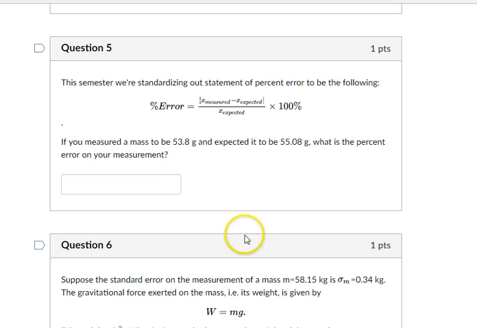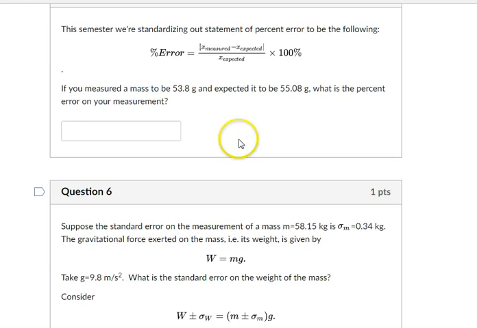This semester, we're putting the absolute value signs around this, and I actually should have, I didn't, but I probably should have made these go all the way. We're talking about the magnitude of this. We're not worried about anything other than magnitude. So the measured value minus expected, divided by expected, times 100%, that's going to be our percent error. So calculate that from these numbers.